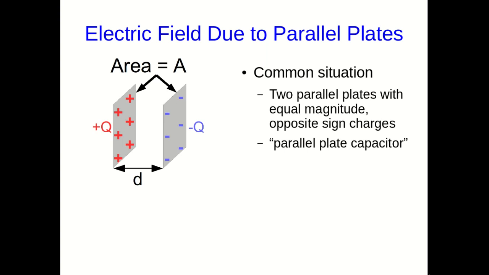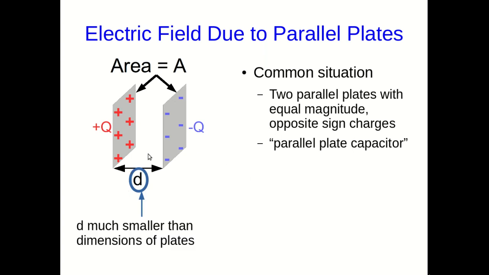And what you usually have is two plates, perhaps they're made of copper or some other metal, and they're charged so that one is positive and the other is negative, and they have the same magnitudes of charge on them. And one example is something called a parallel plate capacitor, and that's what we're going to call these all the time, although technically a lot of these devices are not really capacitors.